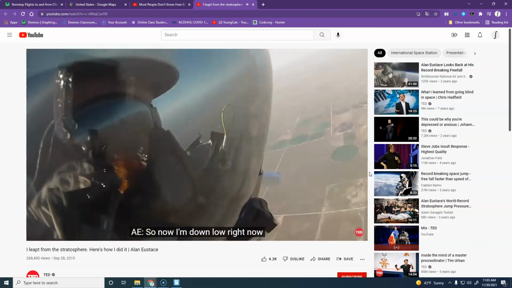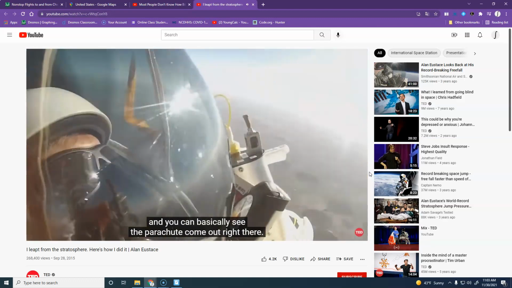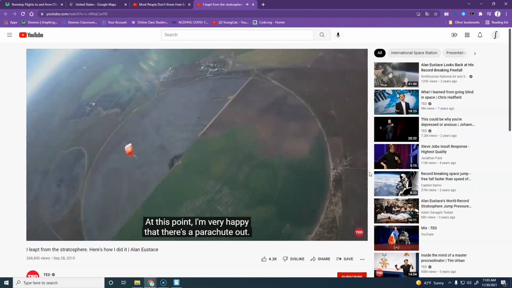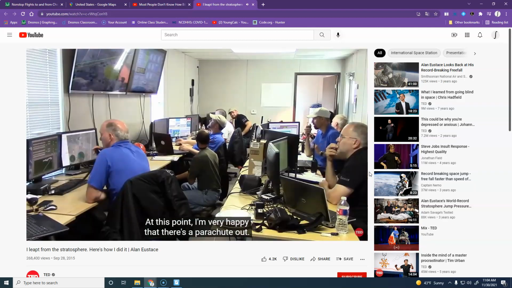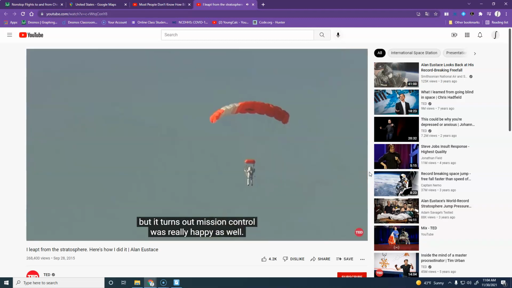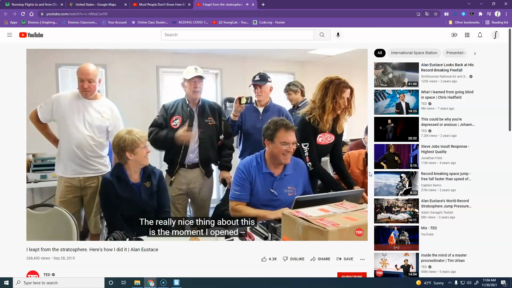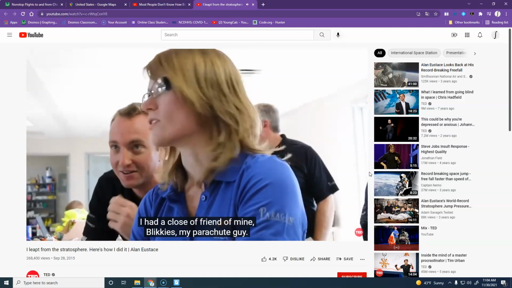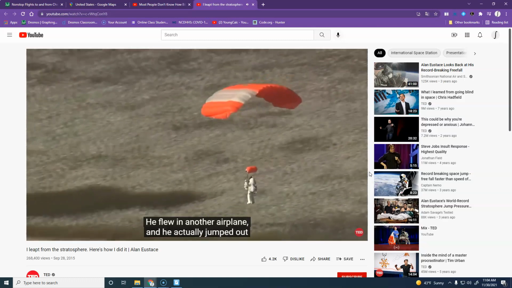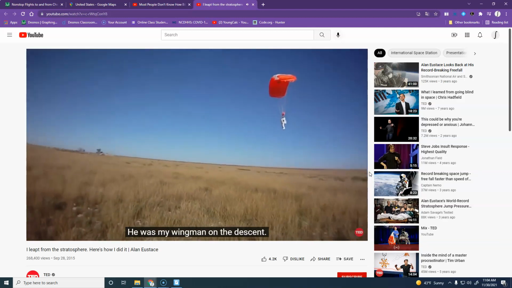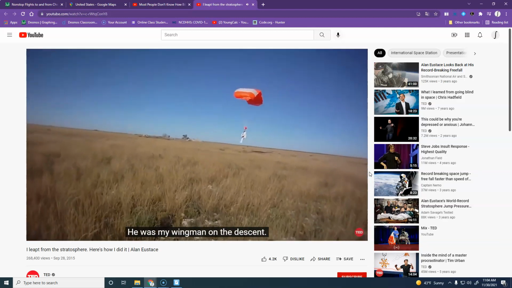So now I'm down low right now, and you can basically see the parachute come out right there. At this point, I'm very happy that there's a parachute out. I thought I was the only one happy, but it turns out Mission Control was really happy as well. The really nice thing about this is the moment I opened, I had a close friend of mine, Blinky, my parachute guy. He flew in another airplane, and he actually jumped out and landed right next to me. He was my wingman on the descent.